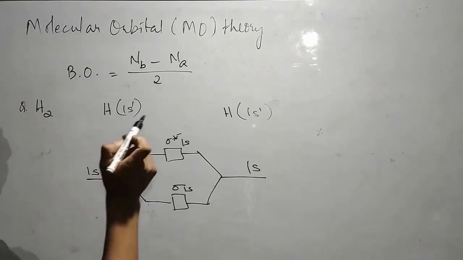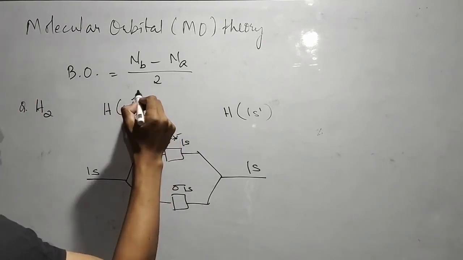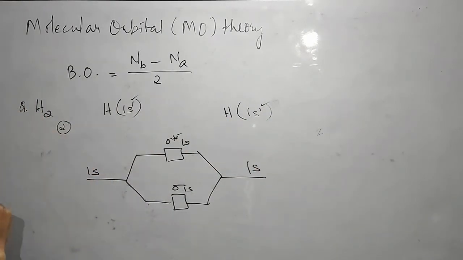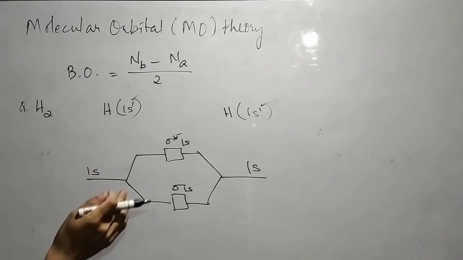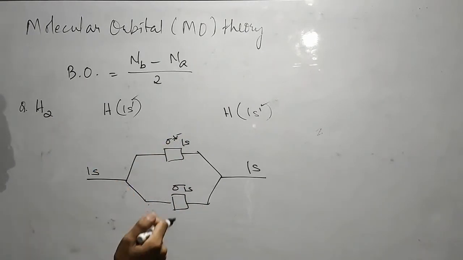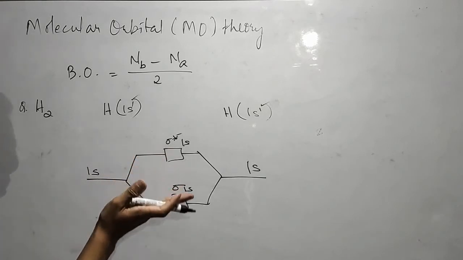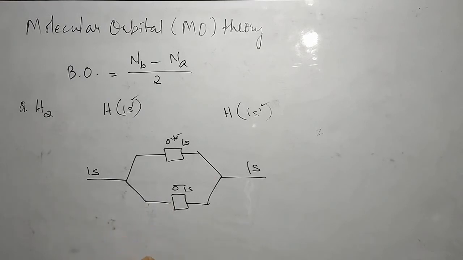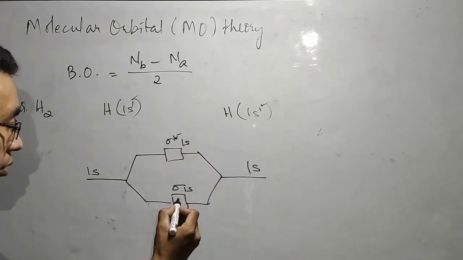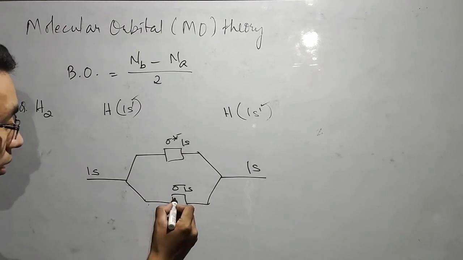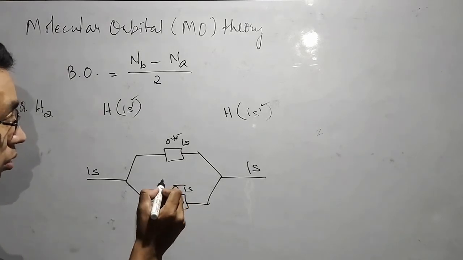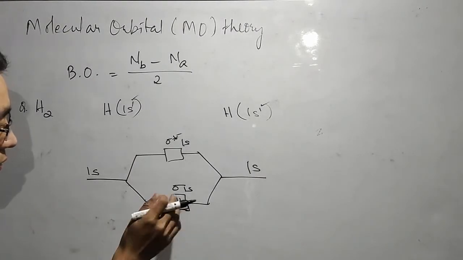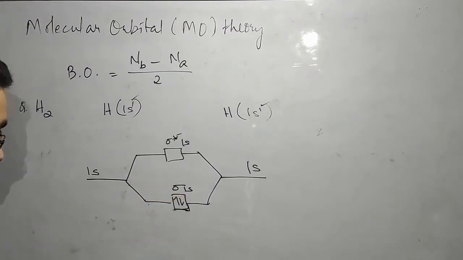Now you see, from here one electron and from here one electron, so a total of 2 electrons are present. For filling the electrons, we first fill from the lowest energy level, and this is the lowest energy level, according to the Aufbau principle. So we first fill the electrons here, 1 and 2. Only a total of 2 electrons are there, therefore both electrons are filled in this sigma 1s orbital.